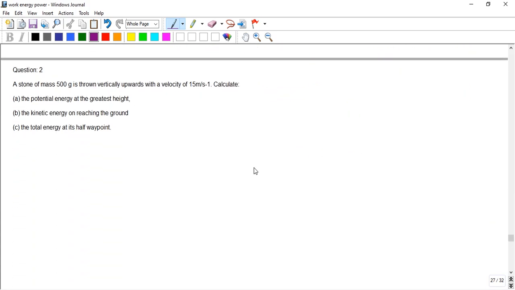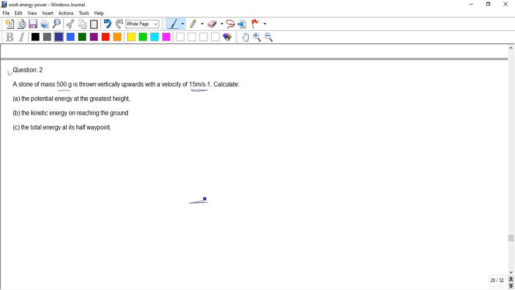Okay. So question number 2, Concise books. A stone of mass 500 gram is thrown vertically upward with a velocity of 15 meter per second. Calculate the potential energy at the greatest height. Okay. First we draw a diagram. Very important. If I draw a diagram, then solving the numerical is very easy. First, try to draw a diagram. It's not a free body diagram, this is just a diagram.